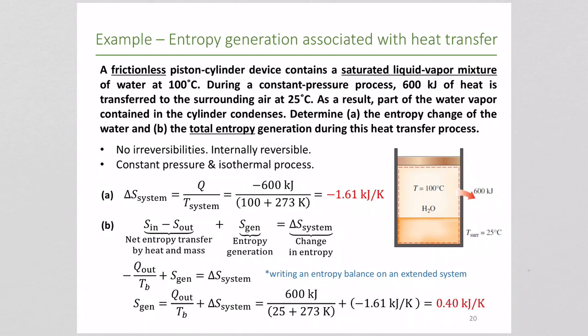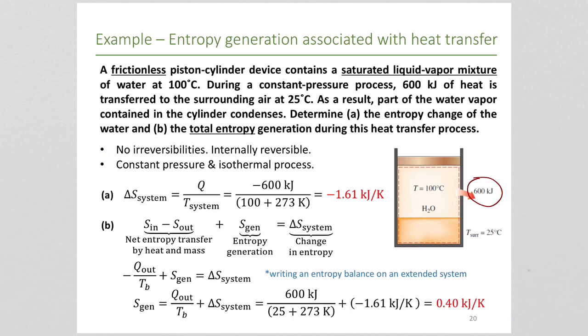During a constant pressure process, 600 kilojoules of heat is transferred to the surrounding air at 25 degrees C. As a result, part of the water vapor contained condenses. Determine the entropy change of water and the total entropy generation during this heat transfer.